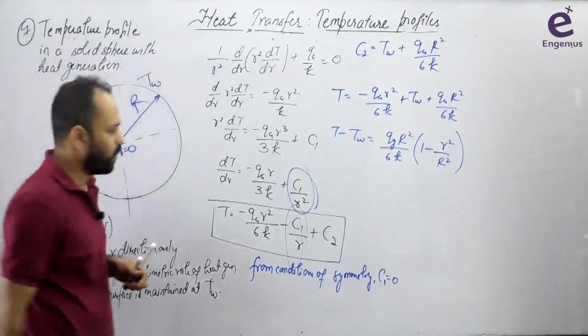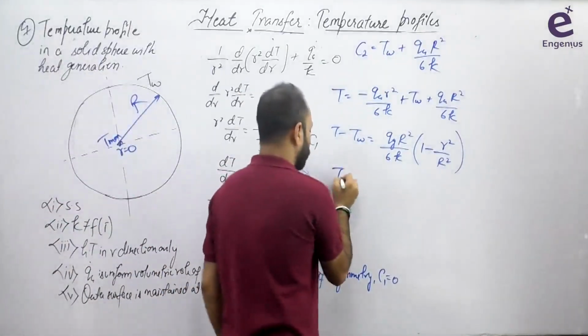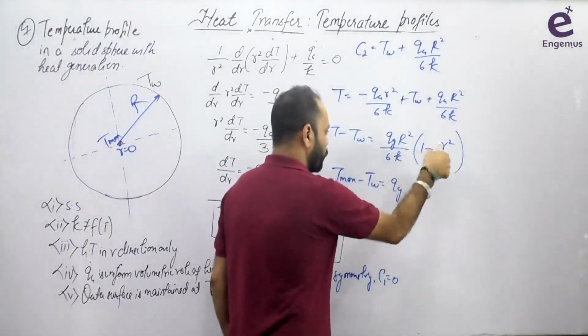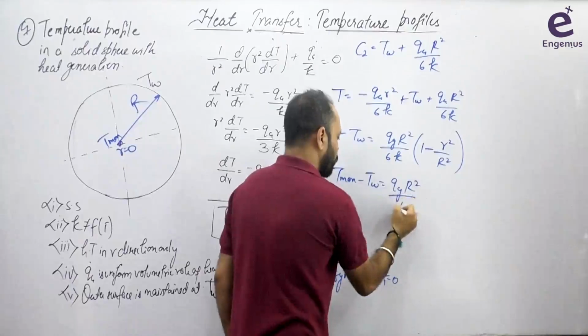बिल्कुल पहले जैसा ही, सब कुछ पहले जैसा ही. When r is 0, you have maximum temperature. So you can also write T max minus TW is equal to QG. यहाँ पे 0 हो गया, 1 minus 0 is 1. So QG R square by 6K.